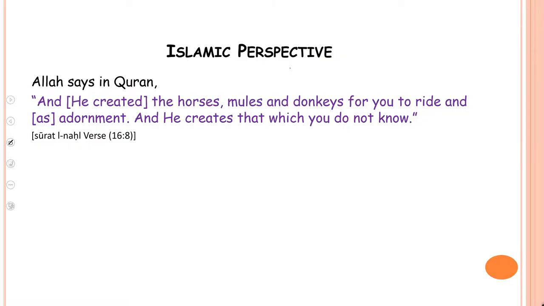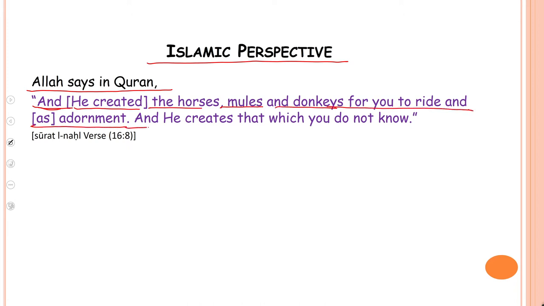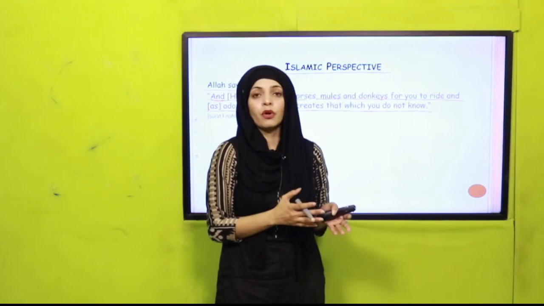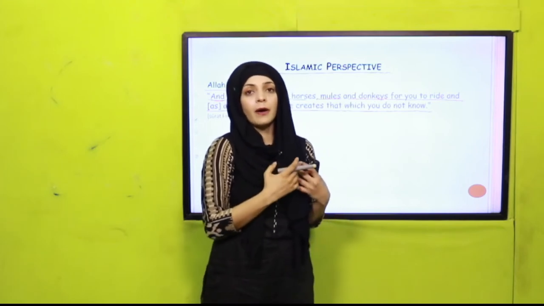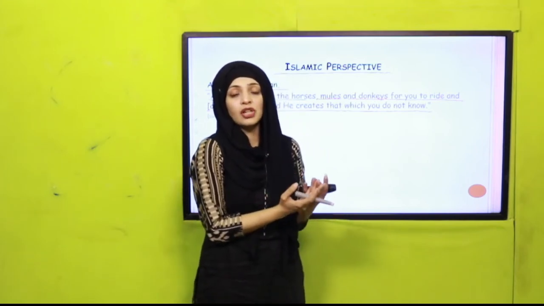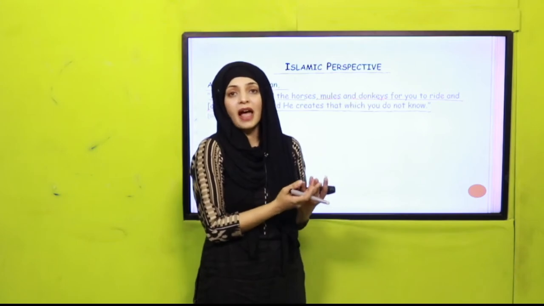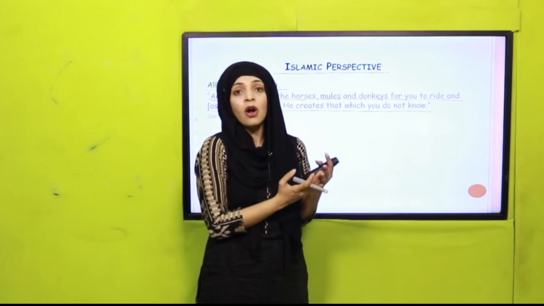Now let's quickly look at the Islamic perspective of different games. Allah says in the Quran, He created the horses, mules and donkeys for you to ride and as adornment, and He creates that which you do not know. So Allah has made different animals for our support, for example for playing games, like horses. We ride on a horse and this is how we play a game on a horse.